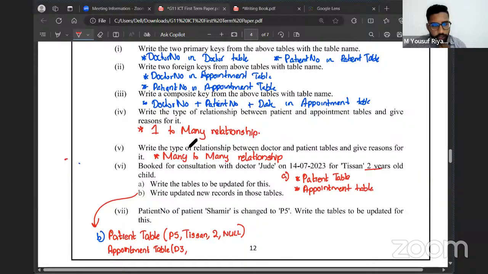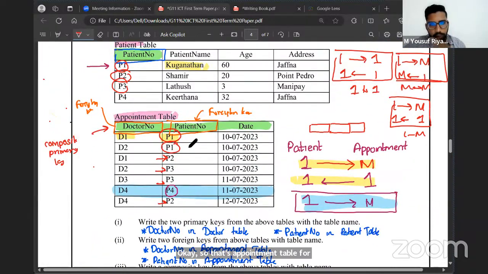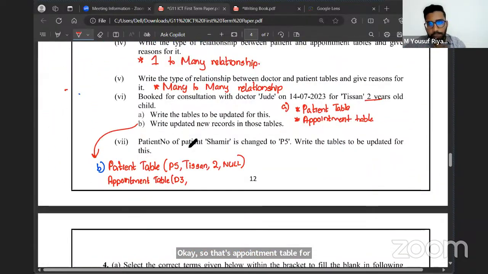Okay, so that's the appointment table. The first field is going to have the doctor number. Second is the patient number. So what is the patient number for Tisan? Exactly. We gave the patient number for Tisan as P5. So I'm going to write here P5.